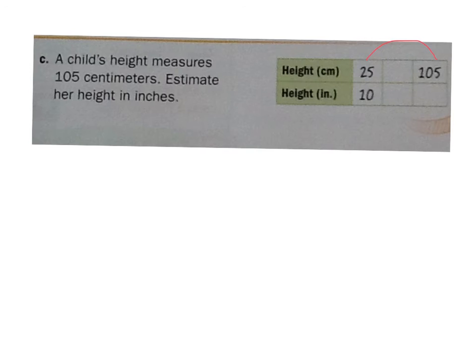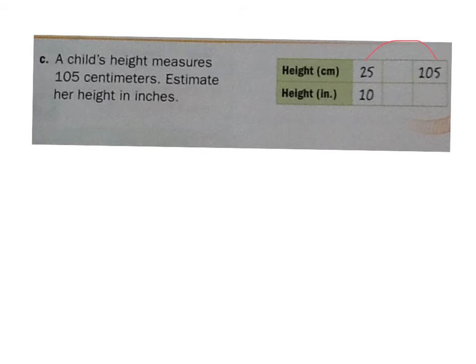Well, I really don't think there is. 25 times something will never give us 105. So what we need to do is we need to divide by a number that when we multiply by another number would give us 105. So we need to figure out what are some factors of 105 that are also factors of 25.